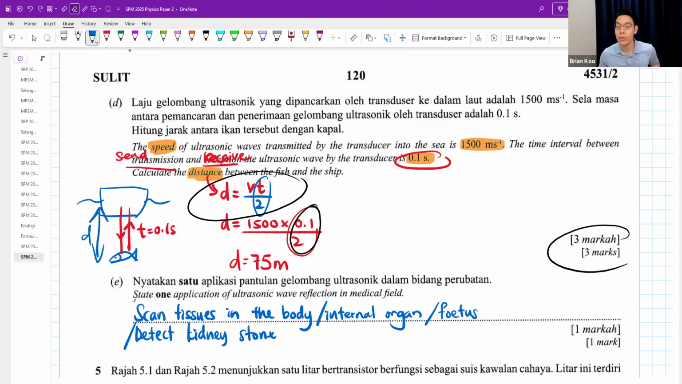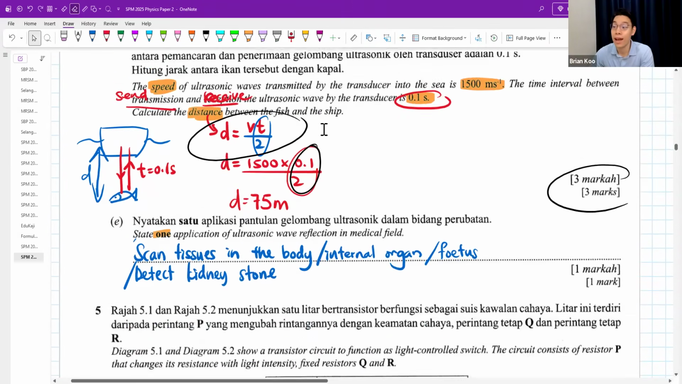Okay, to detect kidney stone, or to image the internal organs, things like that. Yeah, many different answers. You just write one would do, one application. Don't need to write so many. Yeah. Okay. Question number 5.